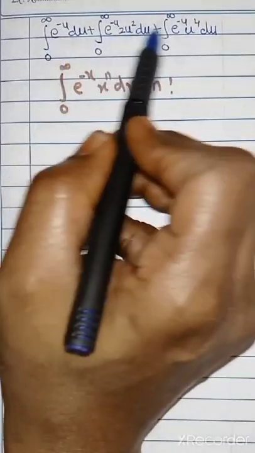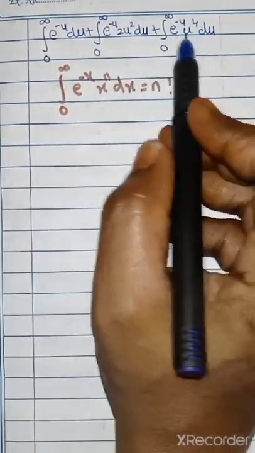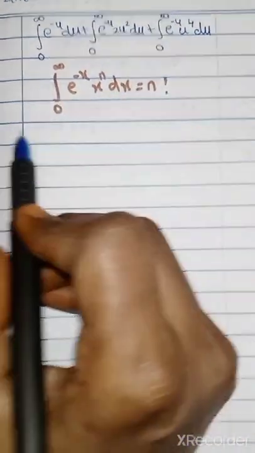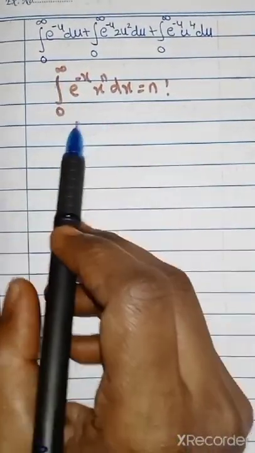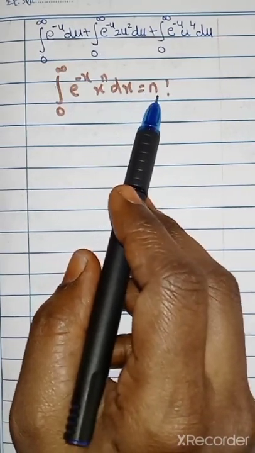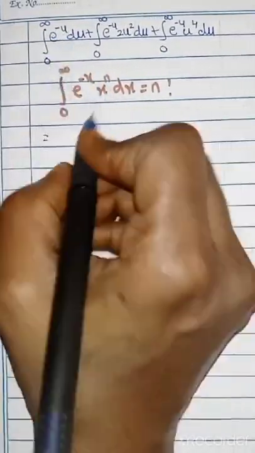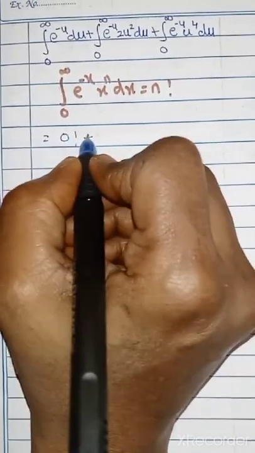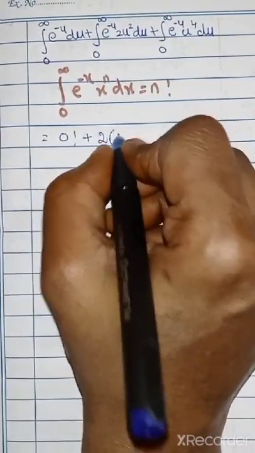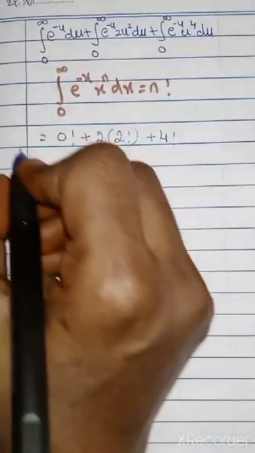After this we split and write e power minus u into du, second term e power minus u into u square, third term e power minus u into u power 4 du. Now again we are using the gamma integral formula. Integral 0 to infinity e power minus x power n dx equal to n factorial. Here there is no x term, x power 0, so this is 0 factorial, plus in the second term the constant 2, n value is 2, so 2 factorial, plus 4 factorial. That's all. If you simplify this you will get the answer.